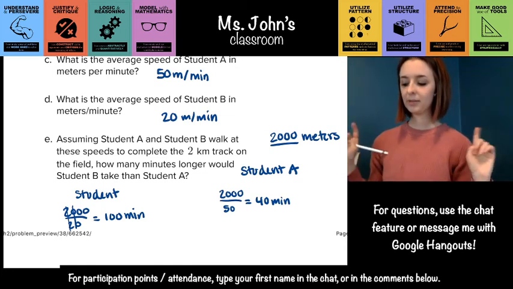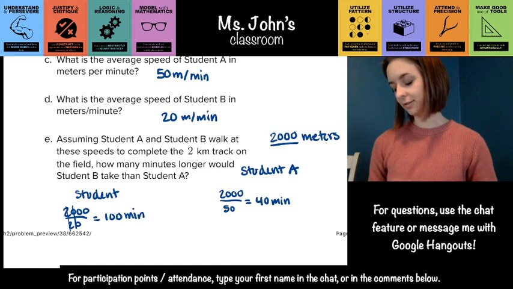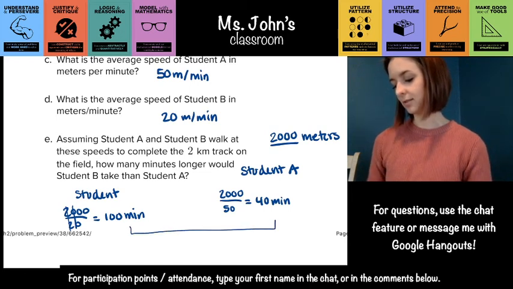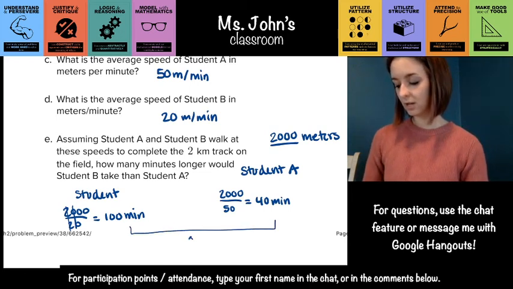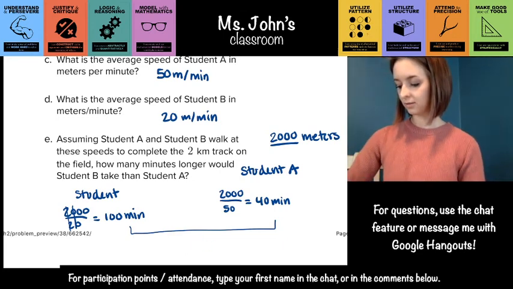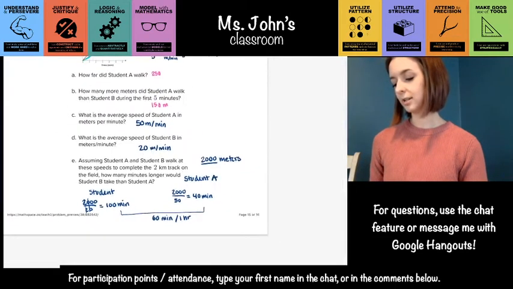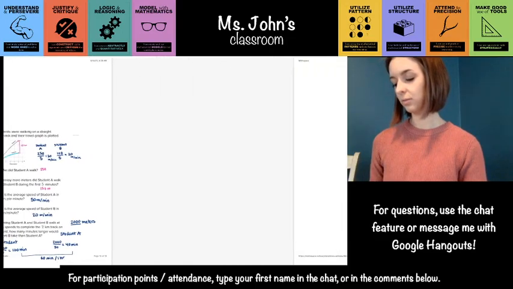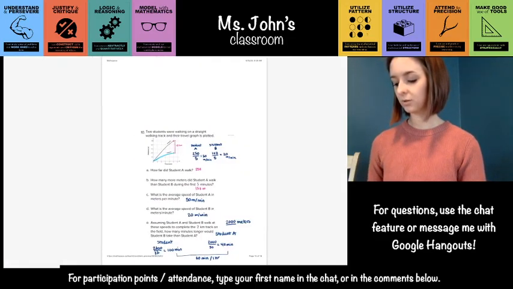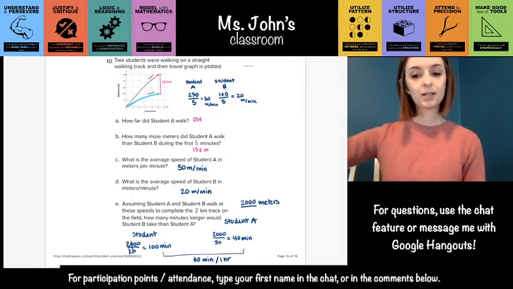And it's asking how many minutes longer would student B take than student A. So the difference between these is 60 minutes, so it would be an hour. 60 minutes. Hang on, that was messy. 60 minutes or 1 hour. So that's how much longer student B would take than student A. Okay, just making sure there's no more. Okay, that's the last question.